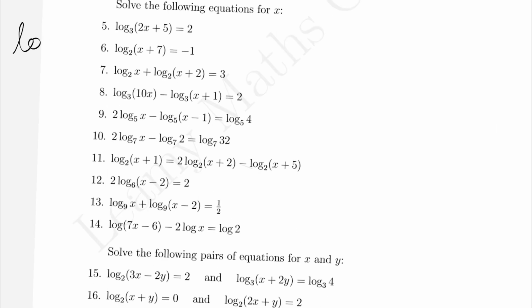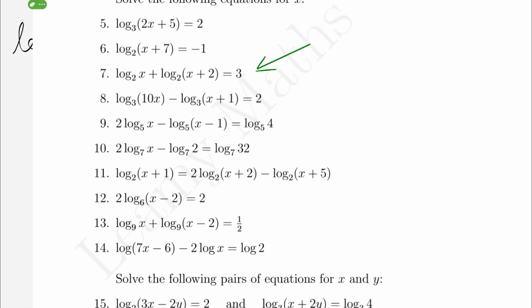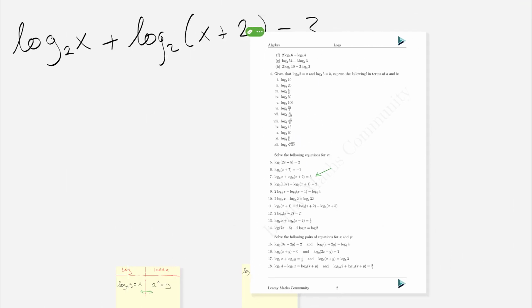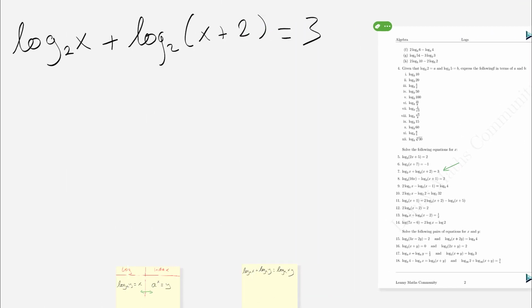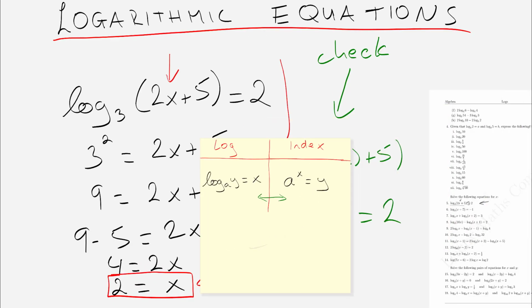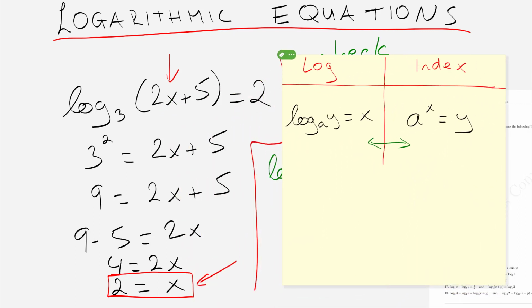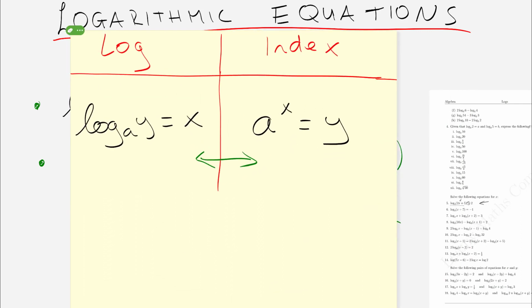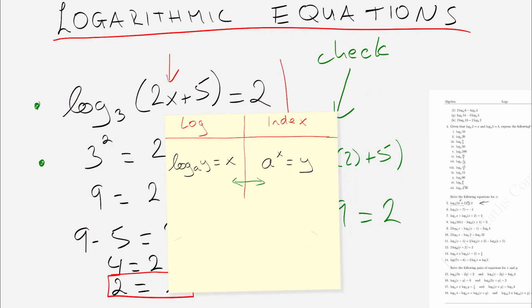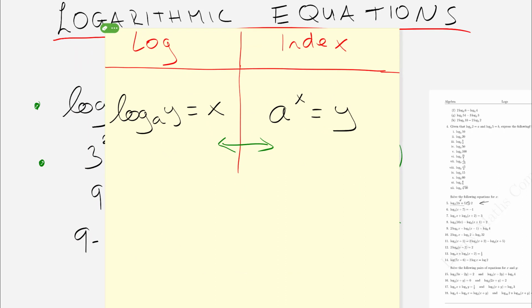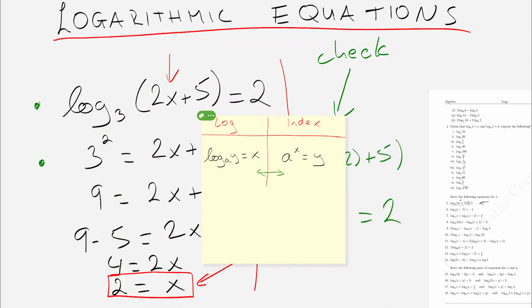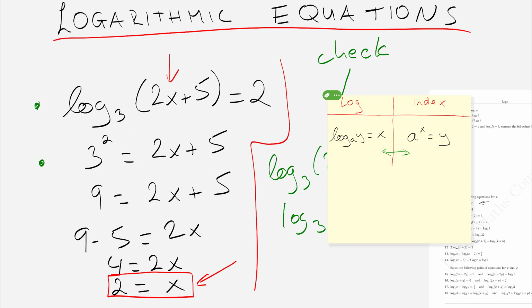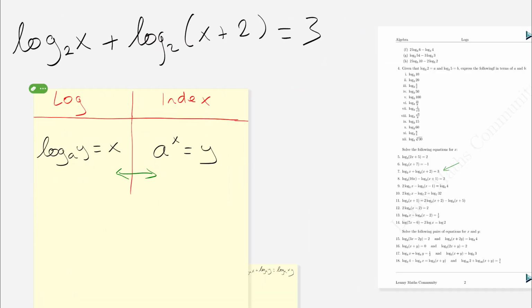The next one I'm going to do for you is question 7 here. Log to the base 2 of x plus log to the base 2 of x plus 2 equals 3. Like the last question, my goal was simply to turn it from a logarithmic equation to an algebraic equation using this rule. In order to get rid of logs, we're generally using that rule, so I want to get to that point.